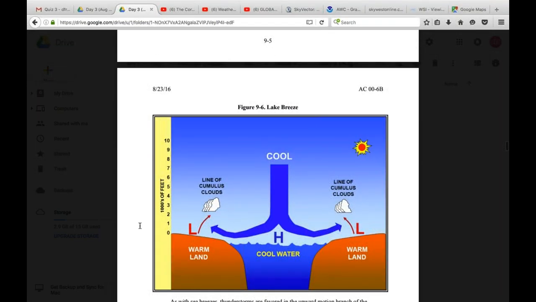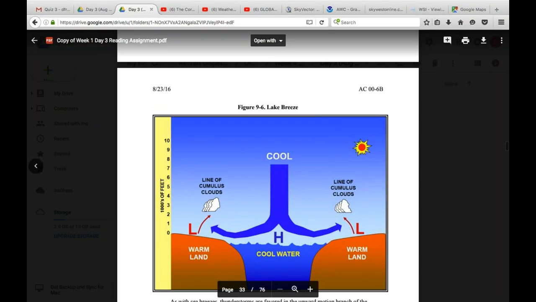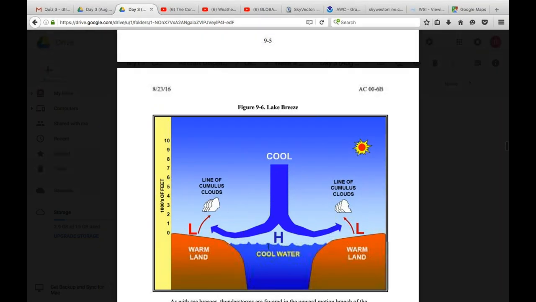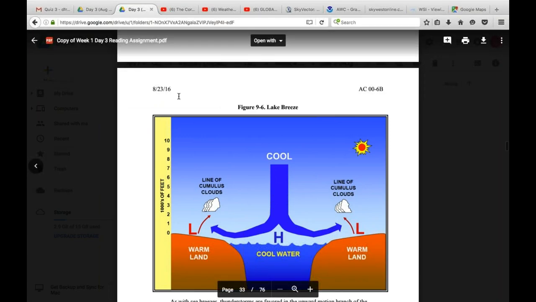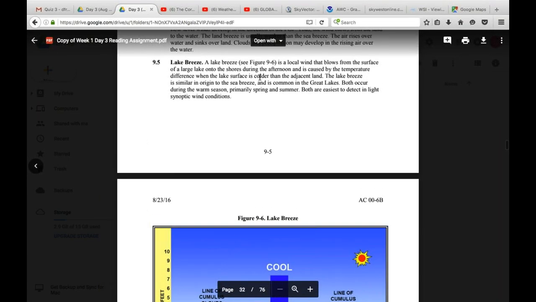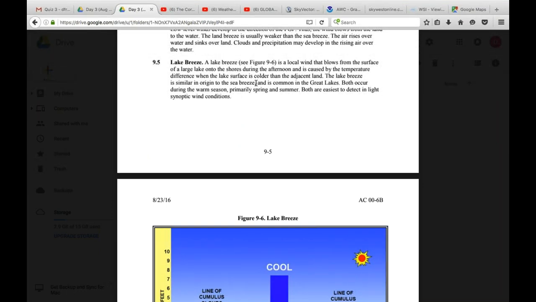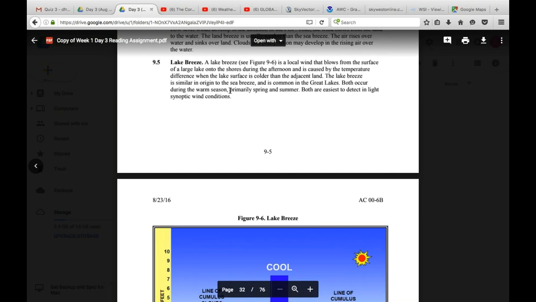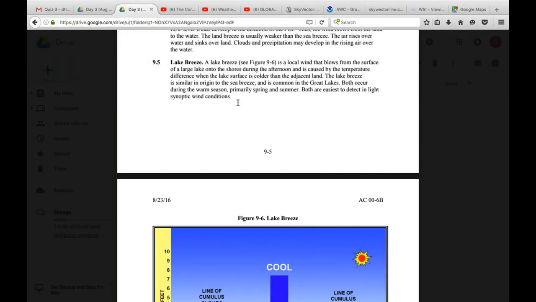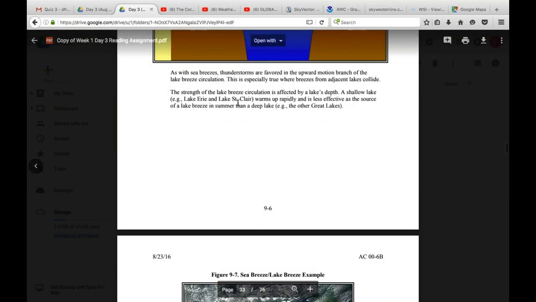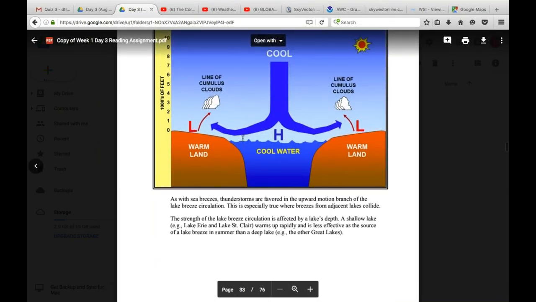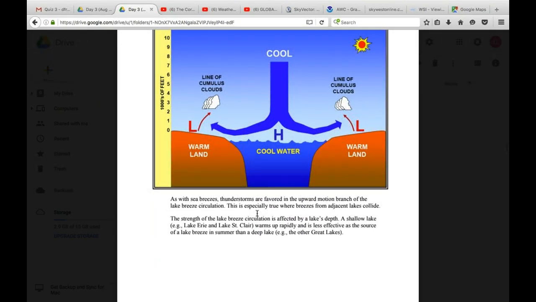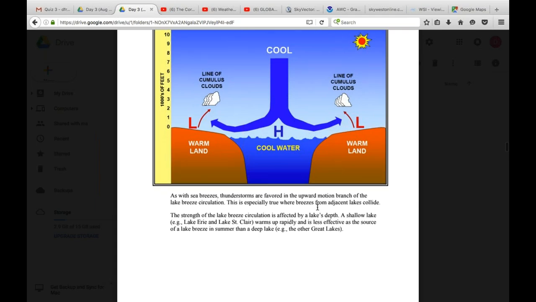So this we might see out by the Great Lakes, it's a big thing. And basically the same thing. Both occur during the warm season, primarily spring and summer. Both are easiest to detect in light synoptic wind conditions. So this is especially true where breezes from adjacent lakes collide.